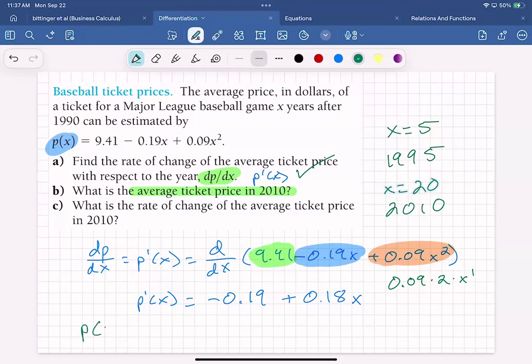So if we look at P of 20, I got 41.61. What did I put with that? The average ticket price. All right, but as everyone sees, I snuck in the dollar sign there when I wrote that to remind myself, hey, that's the average ticket price. So we look at all the ticket prices during 2010's Major League Baseball season, the average price was $41.61.